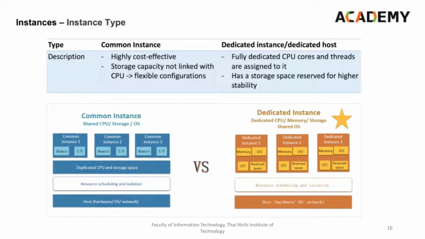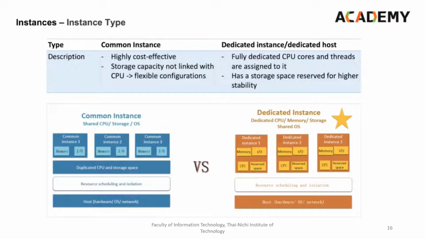And then we have types of instances. We have a common instance as well as a dedicated instance or a dedicated host. In common instance, it is highly cost effective. The storage capacity is not linked with the CPU, and it has a flexible configuration. So here each instance has a separate memory and separate input output, but all of them are sharing the same CPU. So in the same CPU, it takes different memory and different input output.